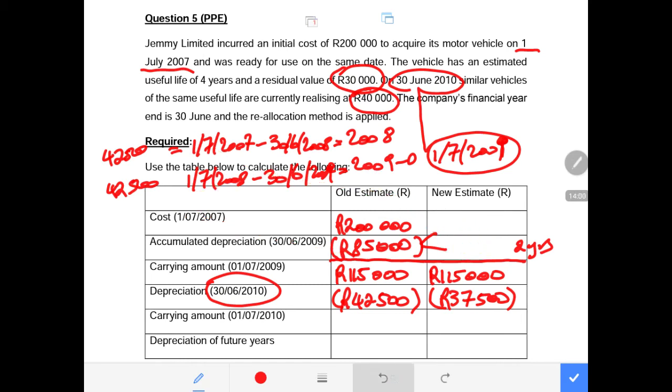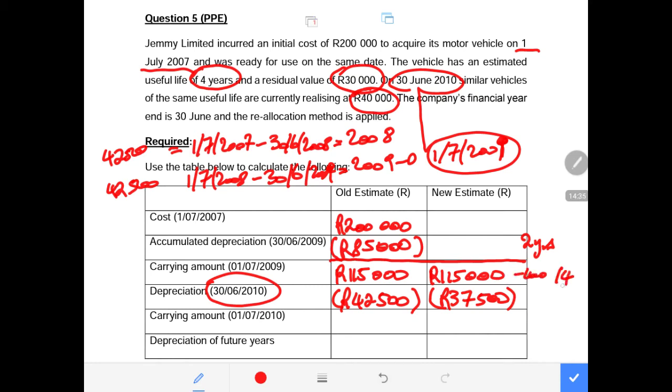That means out of the 4 years, 2 years are gone. So if 2 years are gone and we are now in the year 2010, how many years are gone? 2 years are gone. Therefore, how many years are remaining? Only 2 years are remaining because the total useful life of this asset is 4 years. So in this case, there is no change in the useful life of the asset. There's only a change in the residual value. So under the new estimate, we don't say divide by 4 here after we said minus 40,000 rands.